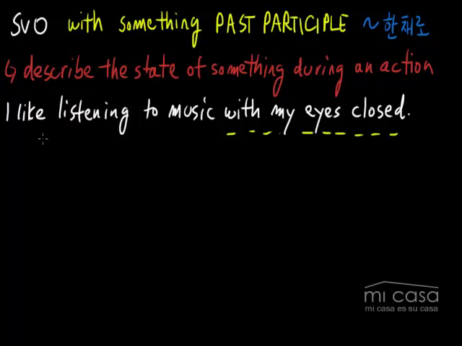And what are we doing in this sentence? Well, I'm describing the state of my eyes. They are closed while I'm listening to music. Alright? So in Korean, what would this mean? This would mean 눈 감은 채로 음악 듣는 걸 좋아해요. That's a pretty straightforward example, but let's go ahead and look at a second example.